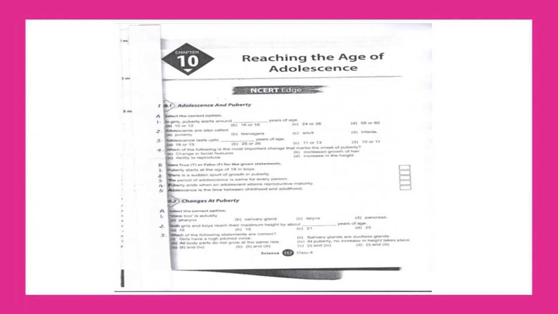Then both girls and boys reach their maximum height by about 18 years of age. Then which of the following are correct? D, 1 and 3. That is, girls have high pitched voice and all body parts do not grow at the same rate. Salivary gland is not concerned. So all the body parts do not grow at the same rate. That is the answer. Option D. Option D for the answer.